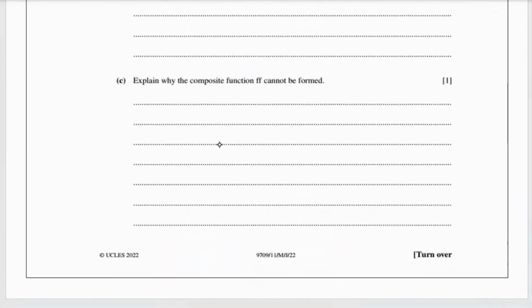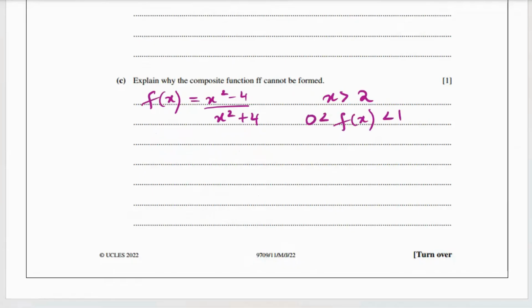Then it says, explain why the composite function f of f cannot be formed. f of x is x squared minus 4 over x squared plus 4. Now we know that the restriction for the domain is that x has to be greater than 2, and for the range, it has to be less than 1 but greater than 0. So to check if we can find the composite function, let's take a value of x that's greater than 2 and see if that helps us in finding the composite function.